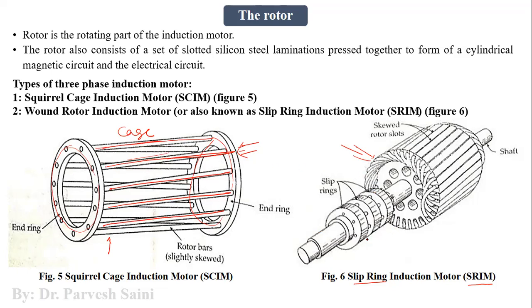In wound rotor construction, we have an almost similar shape of the rotating part. You can see we have skewed type bars which are placed, and then we have end rings here like this. This is the shaft, but the difference is that we have slip rings in this type of motor, and in the squirrel cage induction motor we don't have any slip ring, right?